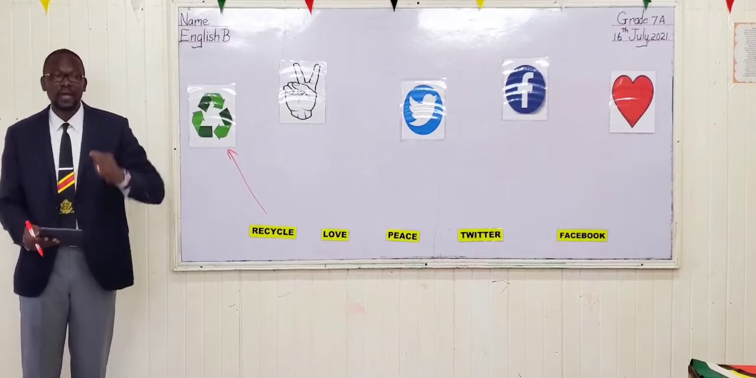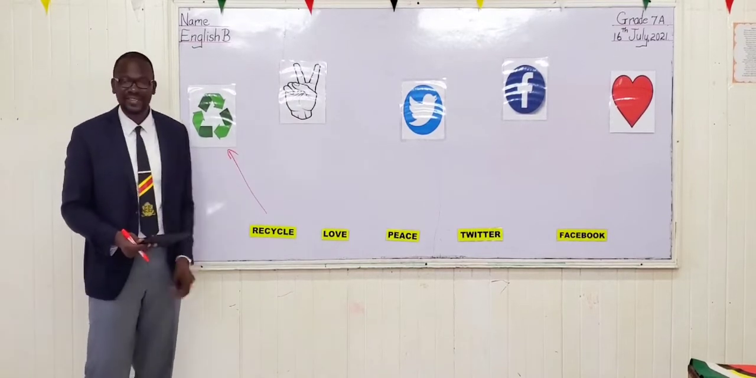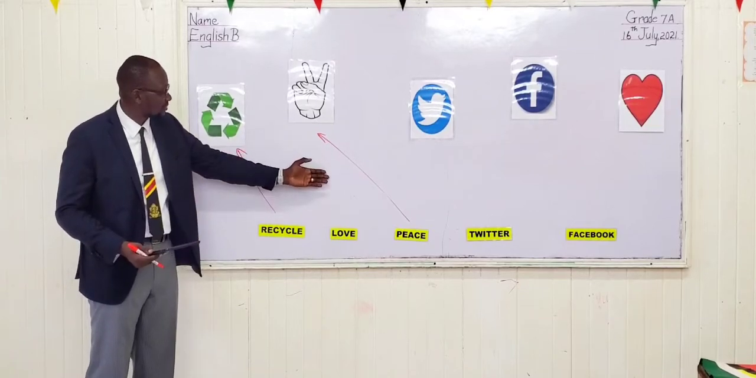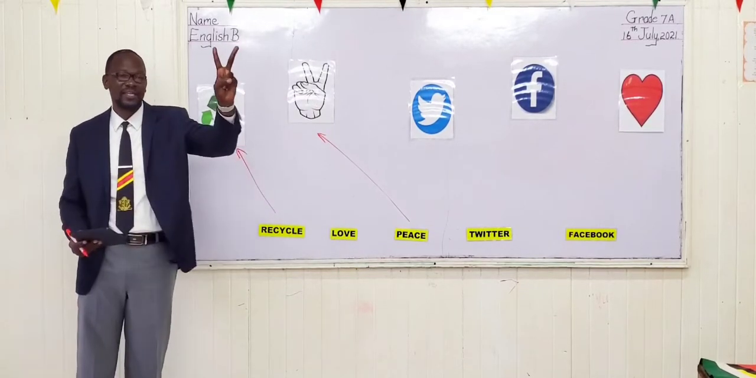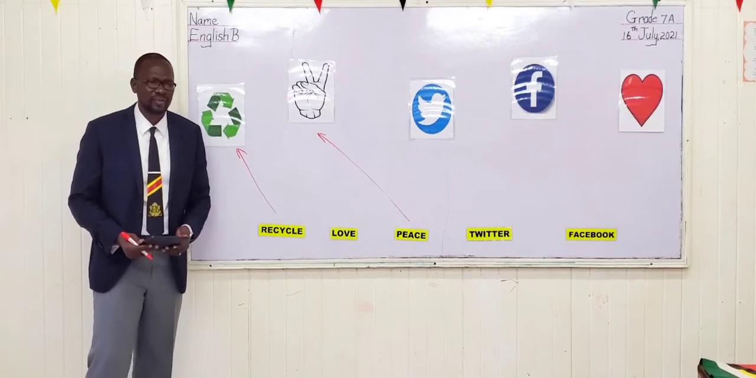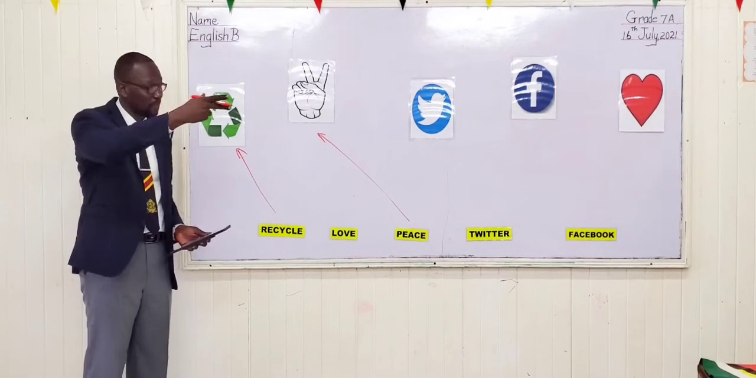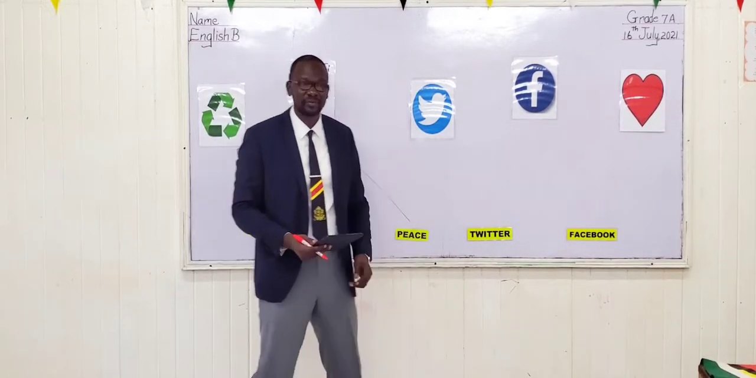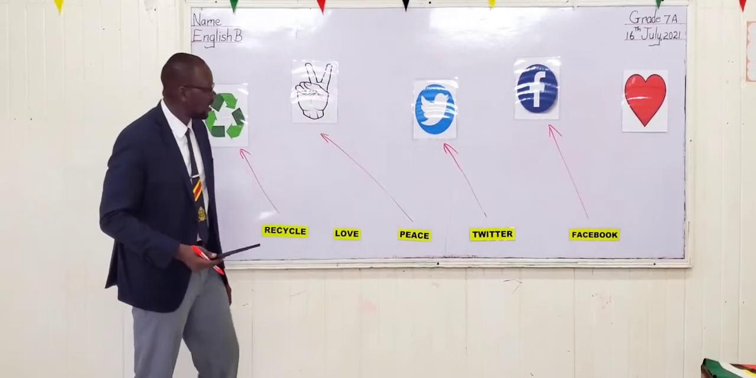Good, Mark. Why don't you come up and match our second symbol? All right, come on. All right, so look at Mark's response. He said that this hand showing the two fingers represents peace. Is that so, class? Yes, it's correct. Let me have two other persons quickly come up and match these two symbols here for me to their correct meaning. All right, very good.